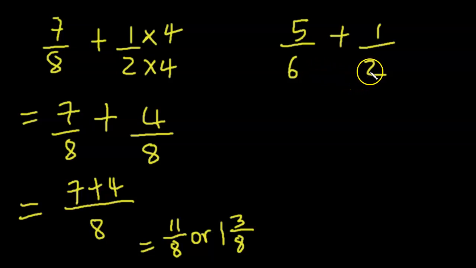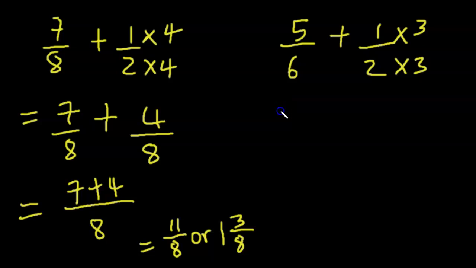So we need to get this denominator of 2 to become the same as this 6. And what can we do? We'll always multiply, so we can multiply the 2 by 3. But again, very important, whatever value you multiply the denominator by, you have to multiply the numerator by the same value.